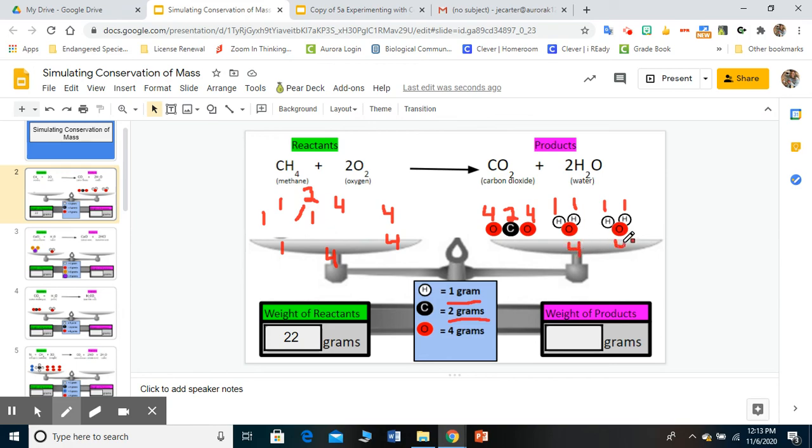So let's add this up again. 4 plus 2 is 6, plus 4 more is 10, plus 11, 12, 13, 14, plus 4 more is 18, plus 4 more is 22. And I'm going to record 22 grams. And then I would move on to the next slide.